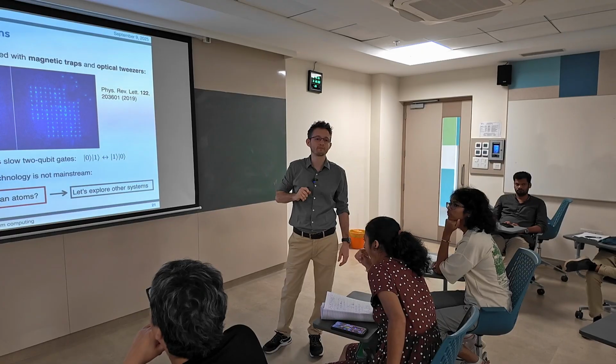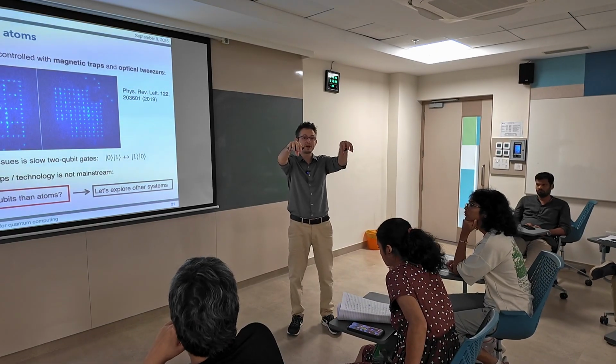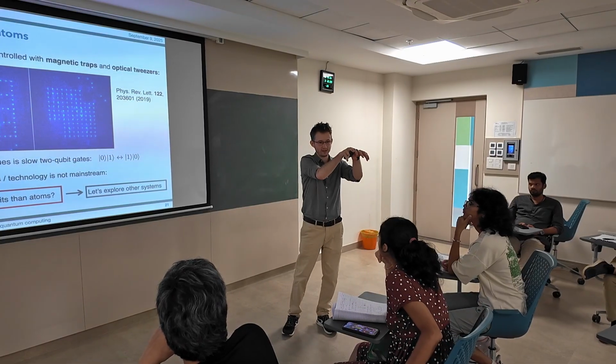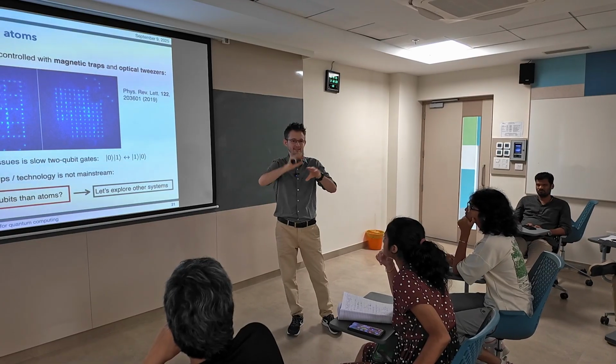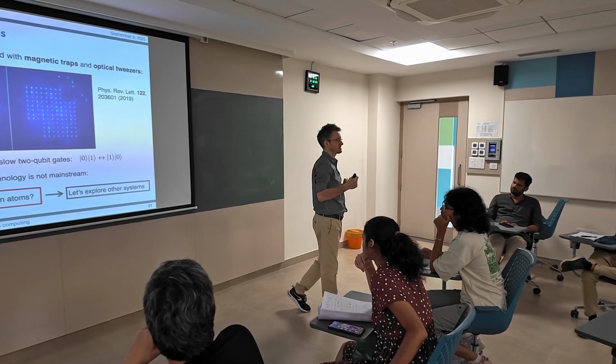So your atoms are frozen in space. It's just that you're changing the state. Not really, actually. You use the optical tweezers. Whenever you want to do a gate, you have to bring them together into some location. They'll interact, and then you bring them back. The optical tweezers, that's how they do it. States will interchange in this case. Yeah.